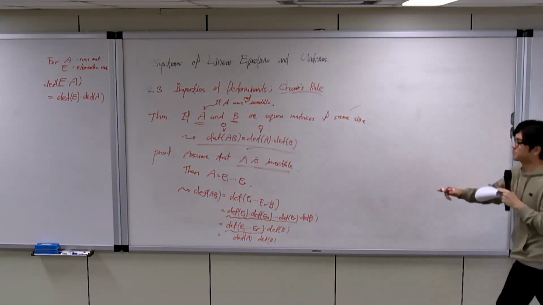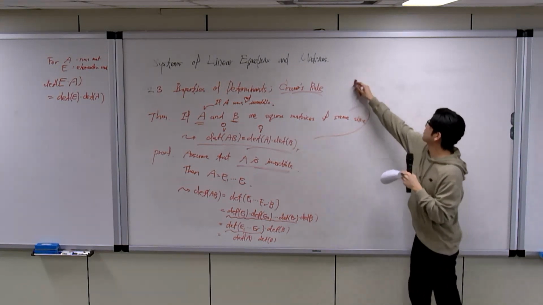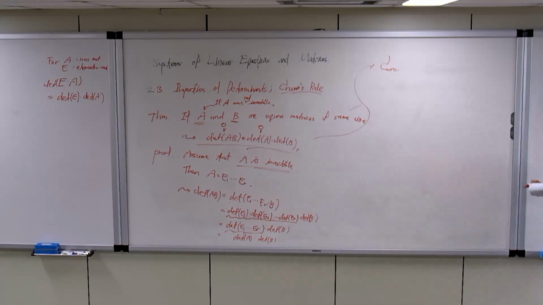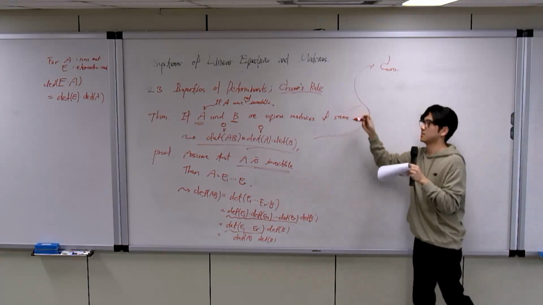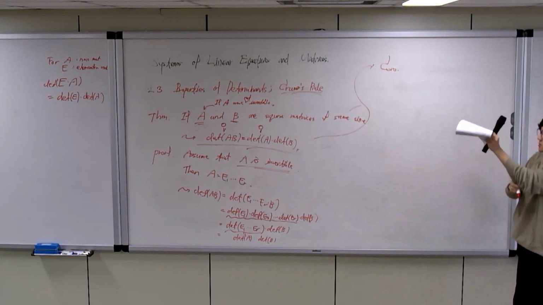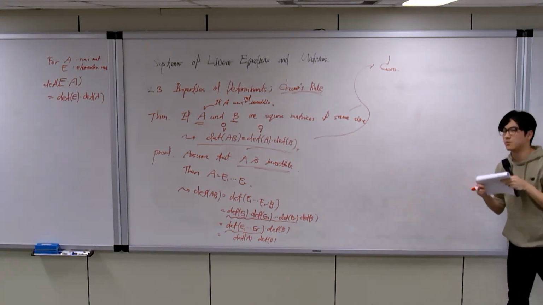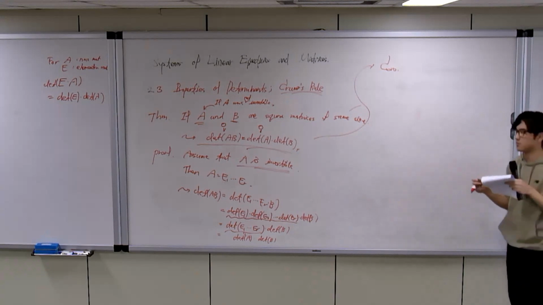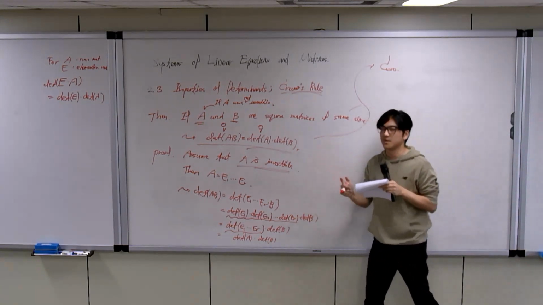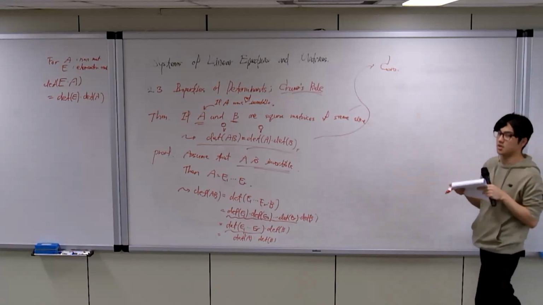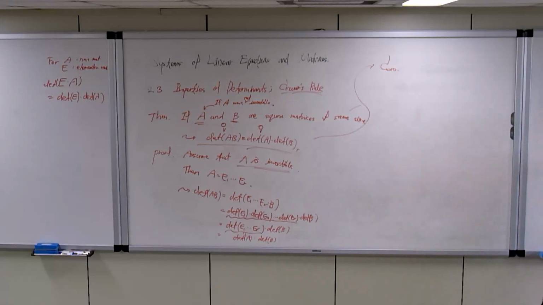And by using this, we can get one corollary. When we enter this section, I said the determinant will give the information of invertibility, and actually, if the matrix is invertible, then its determinant is non-zero. It is an if and only if condition.